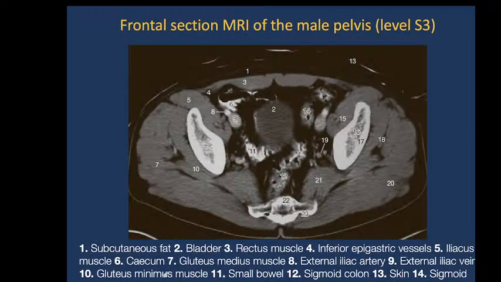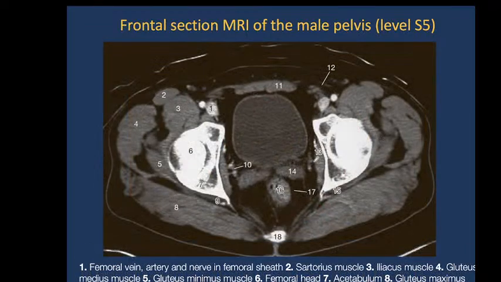Here also male pelvis with a horizontal section. We see the bladder here, and also visible the pelvic bones. This is, I think, the ischial bones or ischium, and sacrum here. Nothing more interesting.